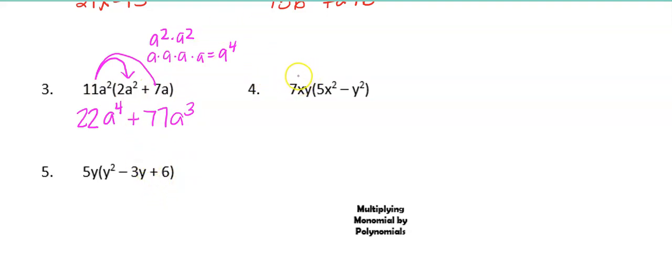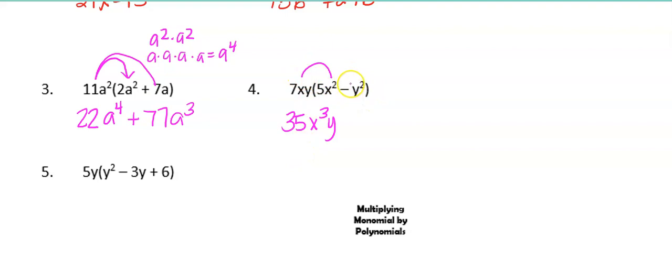Over here, you're going to take those same rules with those variables. You're going to do your coefficients first. 7 times 5 is 35. Remember, coefficients are the numbers in front of the variables. Then I have x times x squared, which is 3 x's. And then my y is still hanging out over there. He's multiplying with us too because he wants to dance. He wants to go to the party.